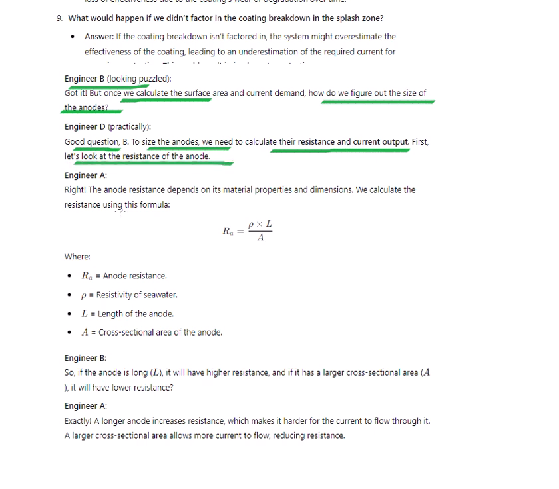Now let's look at the resistance. The resistance of the anode depends on the material property and also the dimensions. We calculate the resistance using this formula. RA is the resistance, rho is the resistivity of seawater, L is the anode length, and A is the cross-sectional area of the anode.